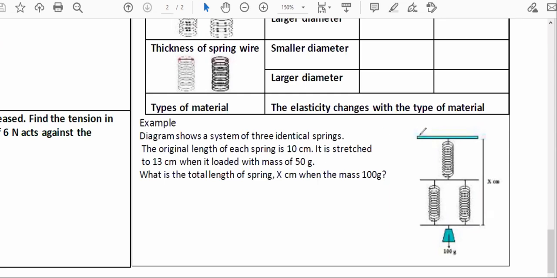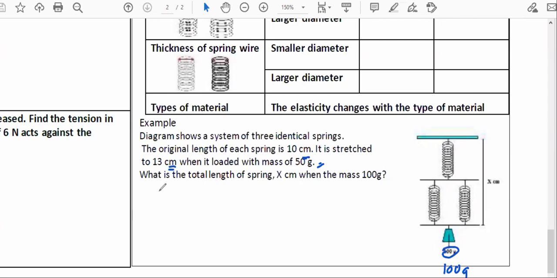Okay, so they show you three identical springs. They also tell you the original spring is 10 cm, and it will stretch to become 13 cm when loaded with 50 gram. But my system here is 100 gram. Then they want you to find the total length of this whole system. Based on Hooke's law, the relationship is force and extension, they are directly proportional. And we get the force from the weight itself.